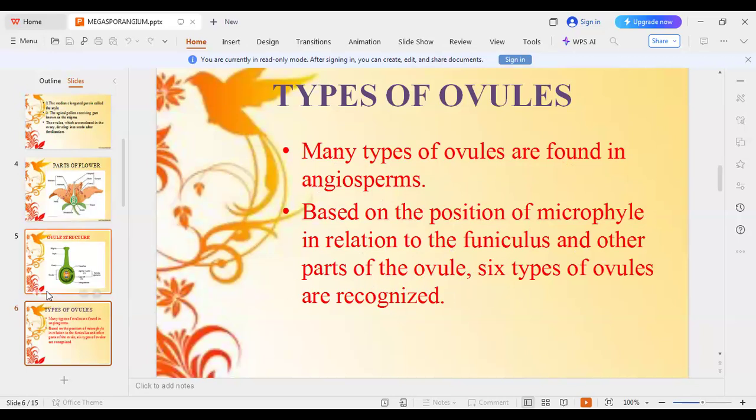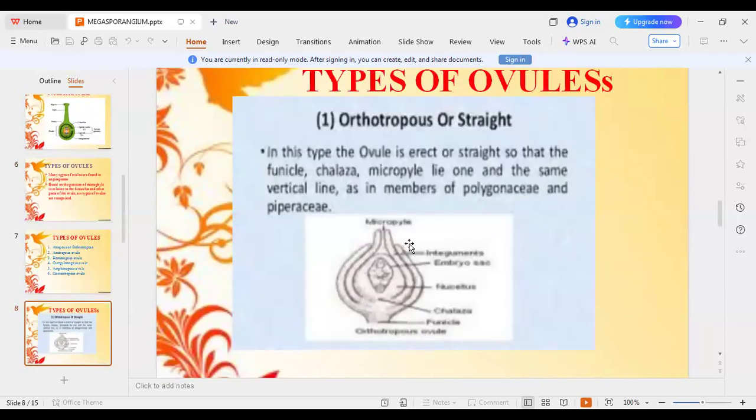6 types of the ovules are recognized. So in this, the first one is the orthotropous ovule, and it is also called the straight ovule. Okay. So first one is the orthotropous or straight ovule. In this type, the ovule is erect and straight. It looks like a completely straightened ovule.